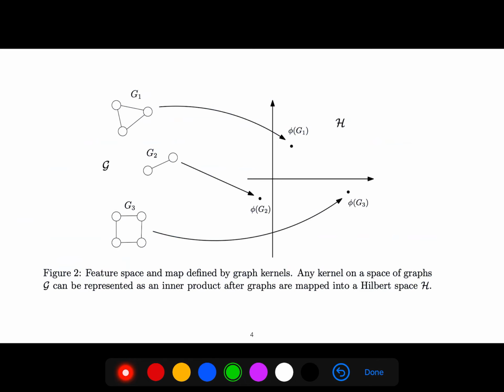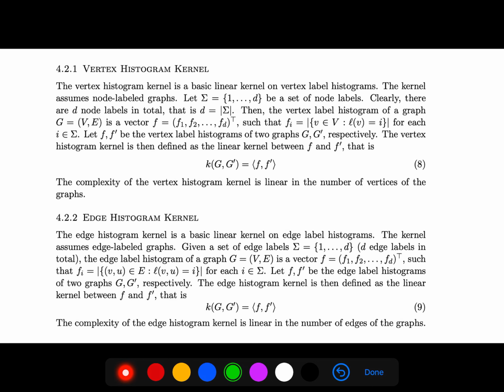So you see the feature space and map defined by graph kernels. Any kernel on a space of graphs can be represented as an inner product after graphs are mapped into the Hilbert space. Because now, if you map to the Hilbert space, everything is easy to understand: how to compare them, where they are, how they are clustered. You can understand it very easily, like any other modality. So you see this vertex histogram kernel is just one of them. Another one is the edge histogram kernel.